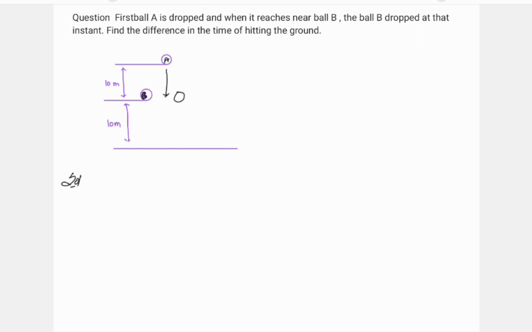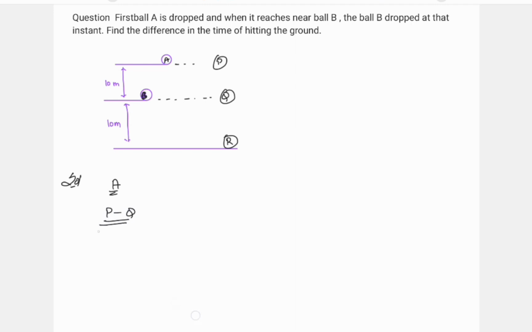What is the difference in the time of hitting the ground? Okay, first let us consider ball A. I am going to discuss ball A. Let us consider this position. This position I am naming as P, this position as Q, and this position as R. First, let's see the P and Q distance.